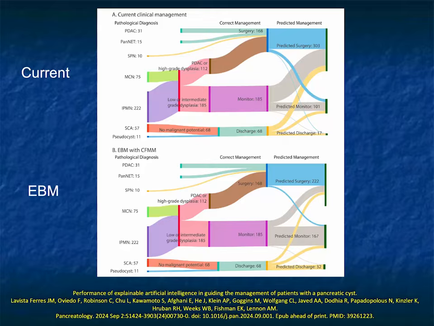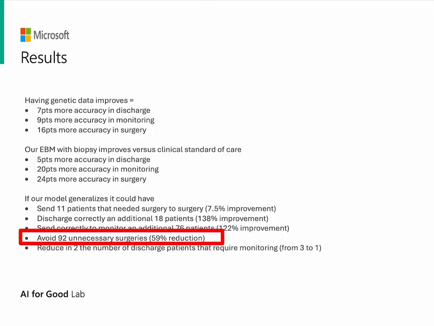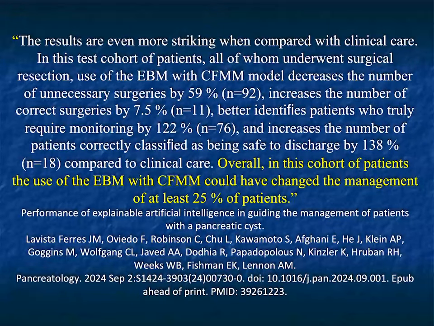And so most importantly, when you look at EBM, the Microsoft algorithm, compared to current standard of care, it was significantly different on predicting surgery, predicting who to monitor, and predicting discharge. The most important single thing was 92 surgeries, or a 59% reduction in surgeries, would have happened. We would have followed fewer patients. Everything got better, but especially the surgery part. Avoiding unnecessary surgery is everything we try to do.